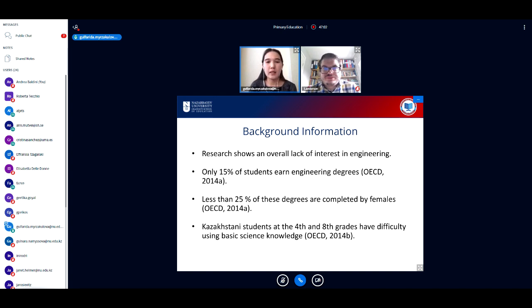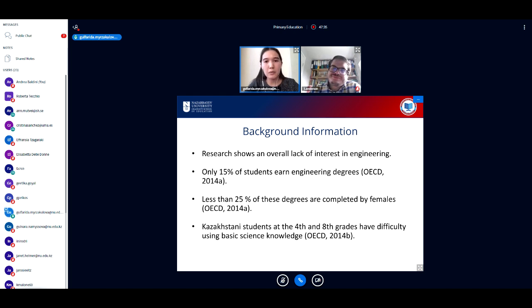Worldwide, there is a decline in the number of students pursuing engineering or science careers. For example, according to the Organization for Economic Cooperation and Development 2014, only 15% of students are awarded engineering degrees, while 32% of students are awarded social studies degrees.